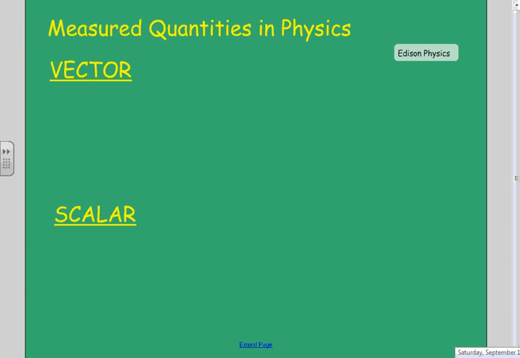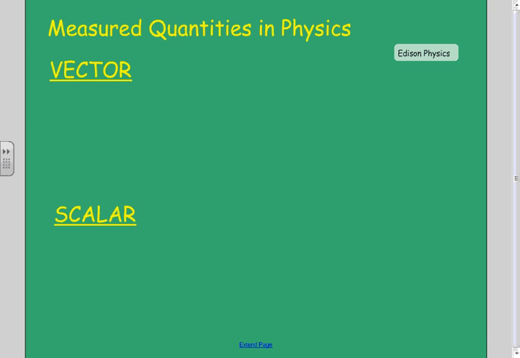In physics, we have two kinds of measured quantities. Some things are called vectors, and some things are scalar quantities. So let's see if we can figure out what the difference between these two quantities is, and then we'll look at how we work with them.